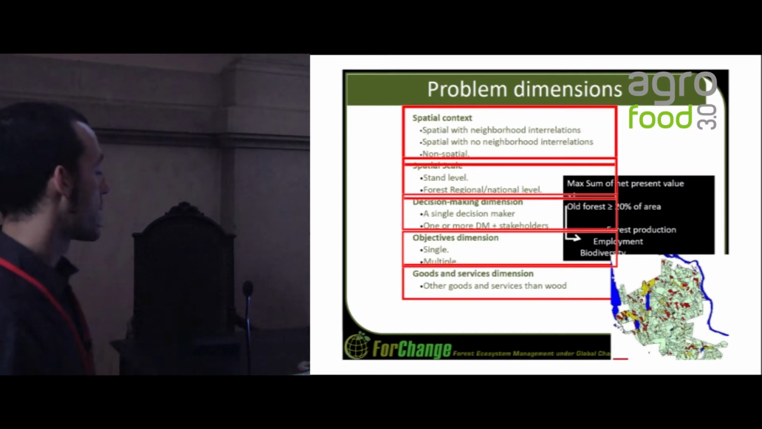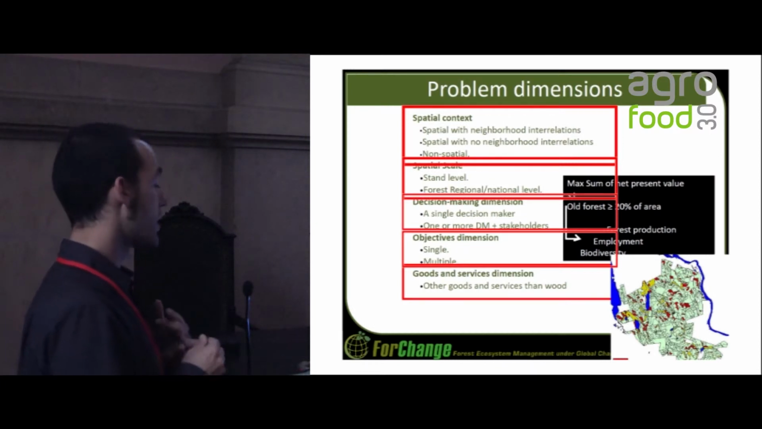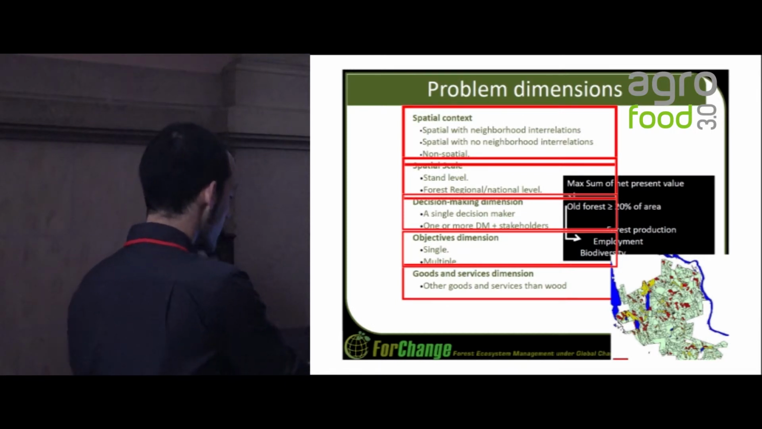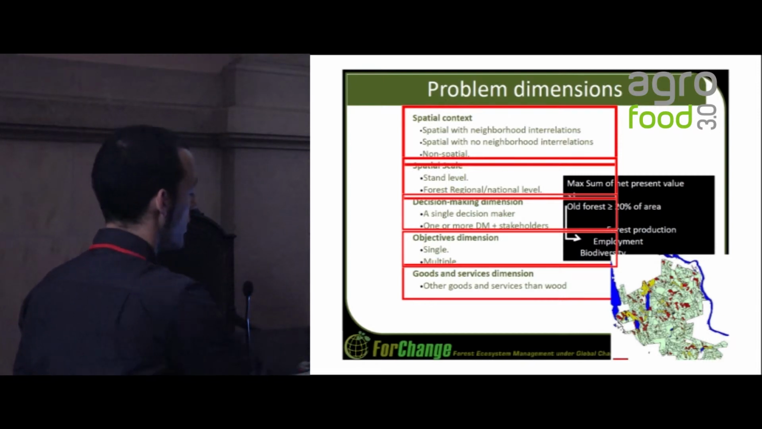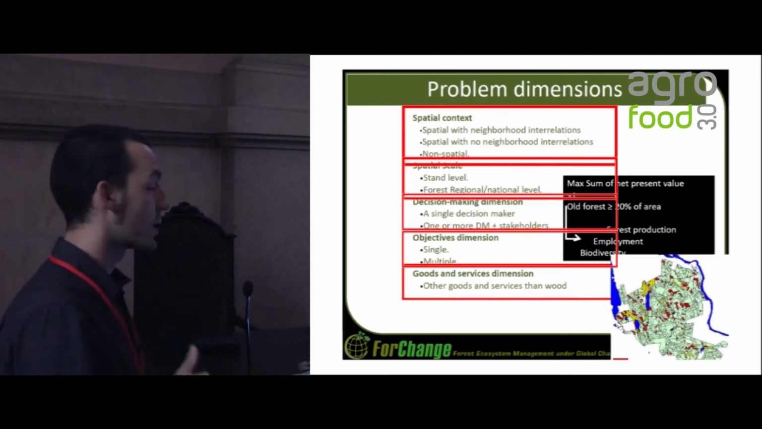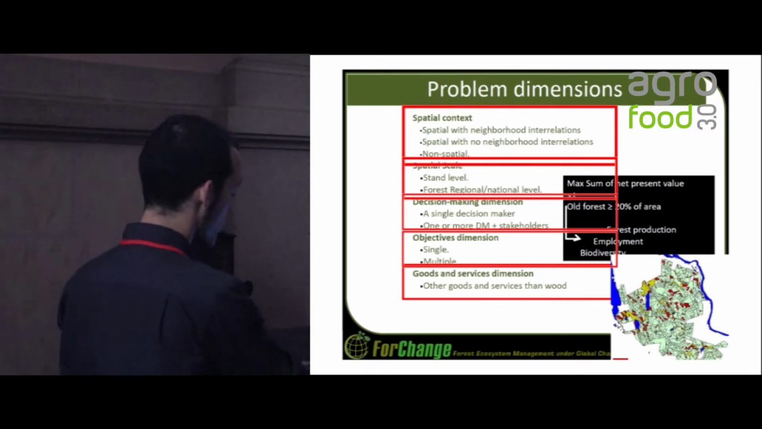Now there is the spatial scale, so it can be a stand level planning problem, or a forest level planning problem, or regional or national. Then there is the dimension of the decision making, so if there is a single decision maker, or if there are one or more decision makers.